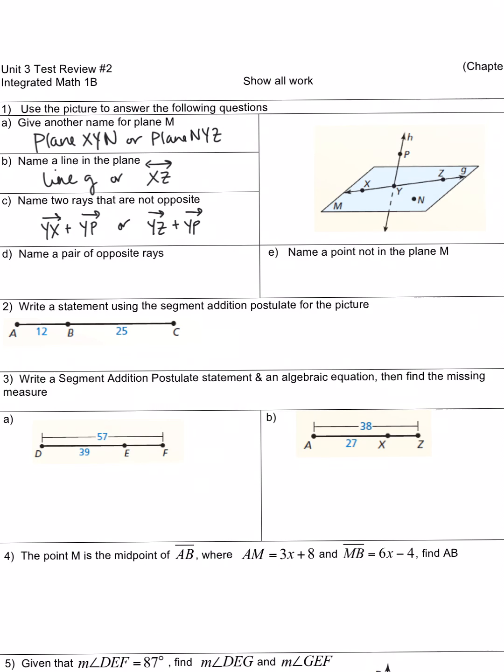So an example of opposite rays would be YX and YZ. Make sure you're looking at that notation too. Name a point that is not on plane M. That could be point P.